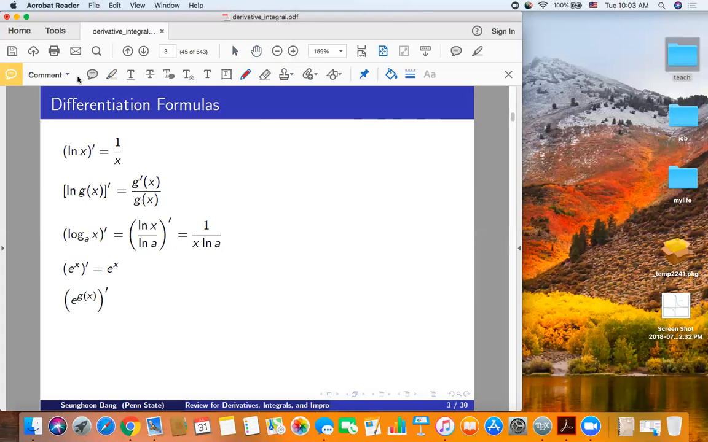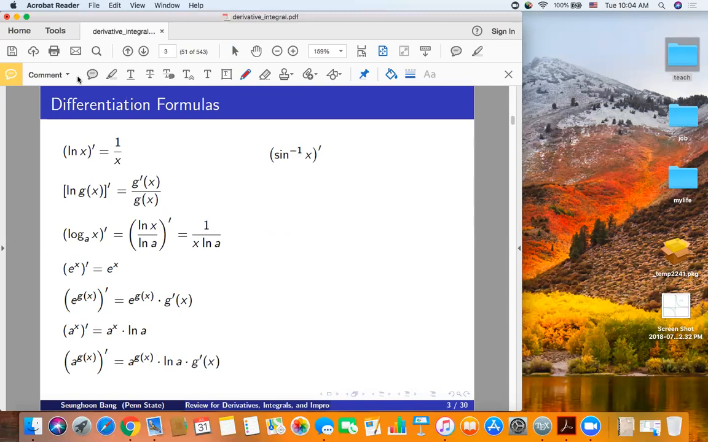So e to the g of x prime is e to the g of x times g prime of x. So we use the chain rule. A to the x prime is a to the x times ln of a. A to the g of x prime, you can use the chain rule again: a to the g of x times ln of a times the inner function prime, g prime of x.